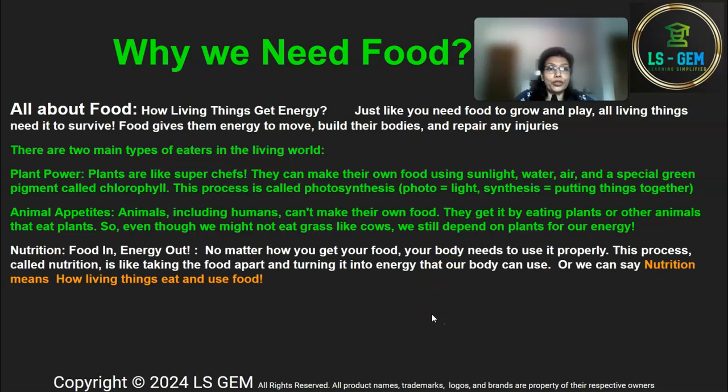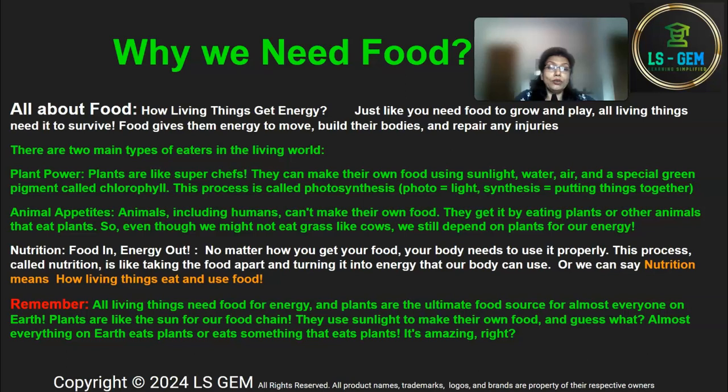So what is nutrition? No matter how you get your food, your body needs to use it properly. This process called nutrition is like taking the food apart and turning it into energy that our body can use. Or we can say nutrition means how living things eat and use food. Remember, all living things need food for energy and plants are the ultimate food source for almost everyone on earth.